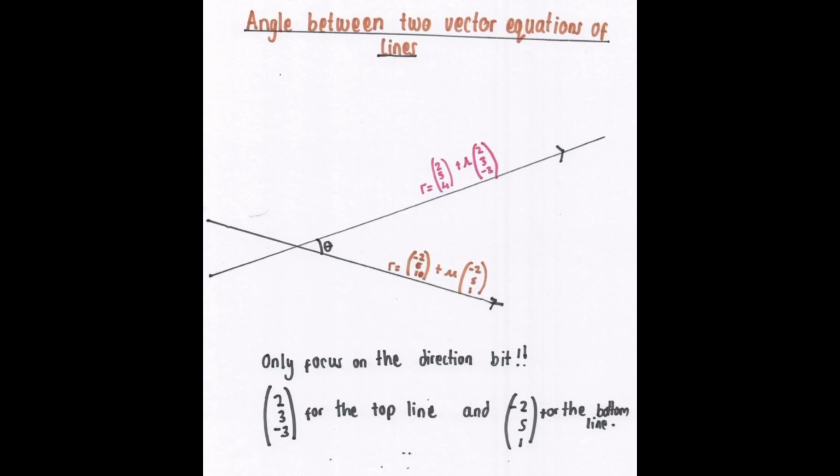When finding the angle between two vector equations of lines, only focus on the direction part, which in this case is 2, 3, -3 and -2, 5, 1. With this, just solve it like we previously did.